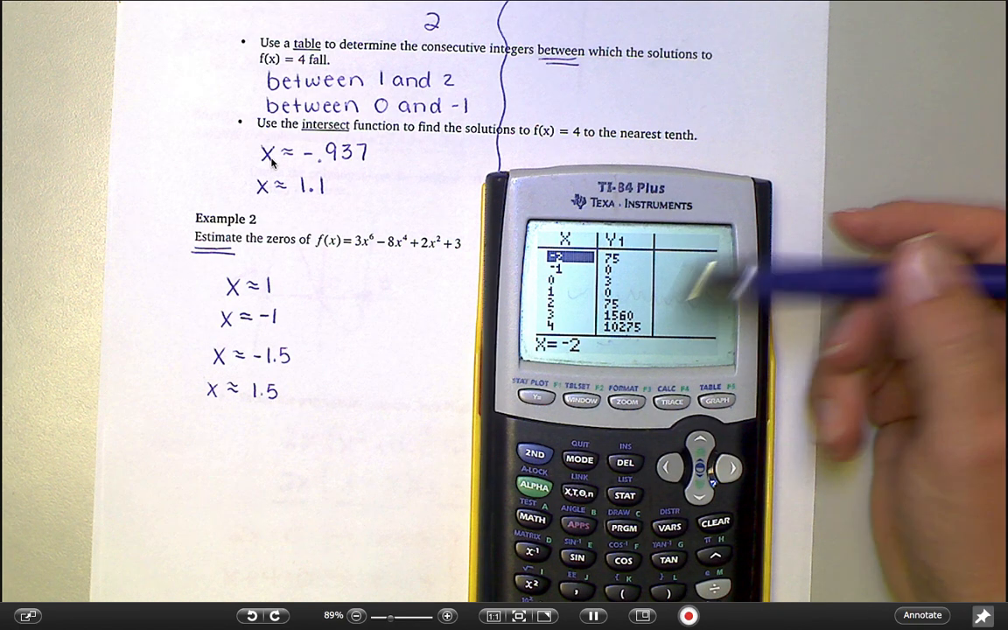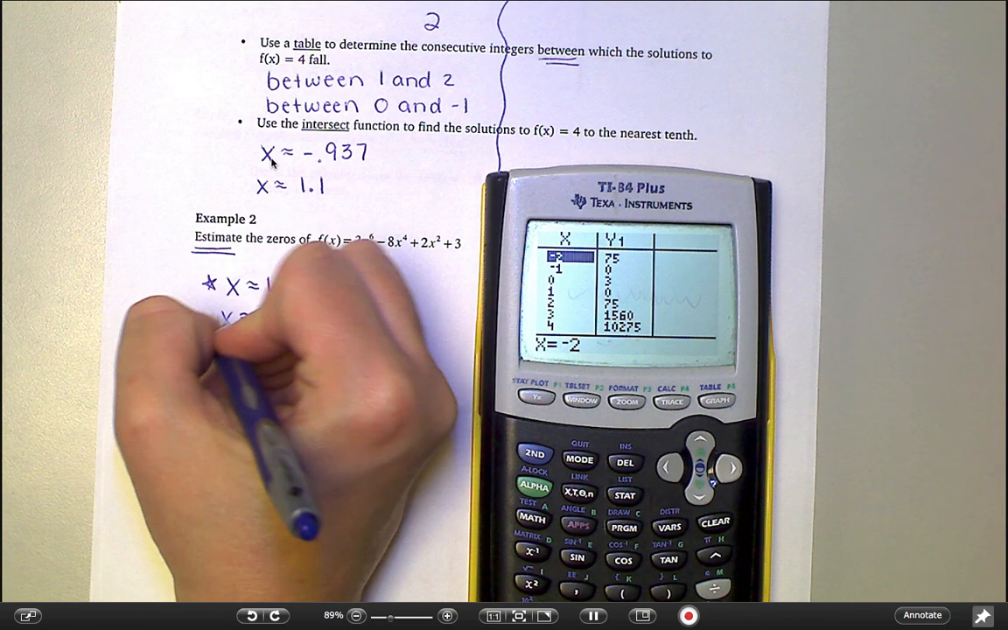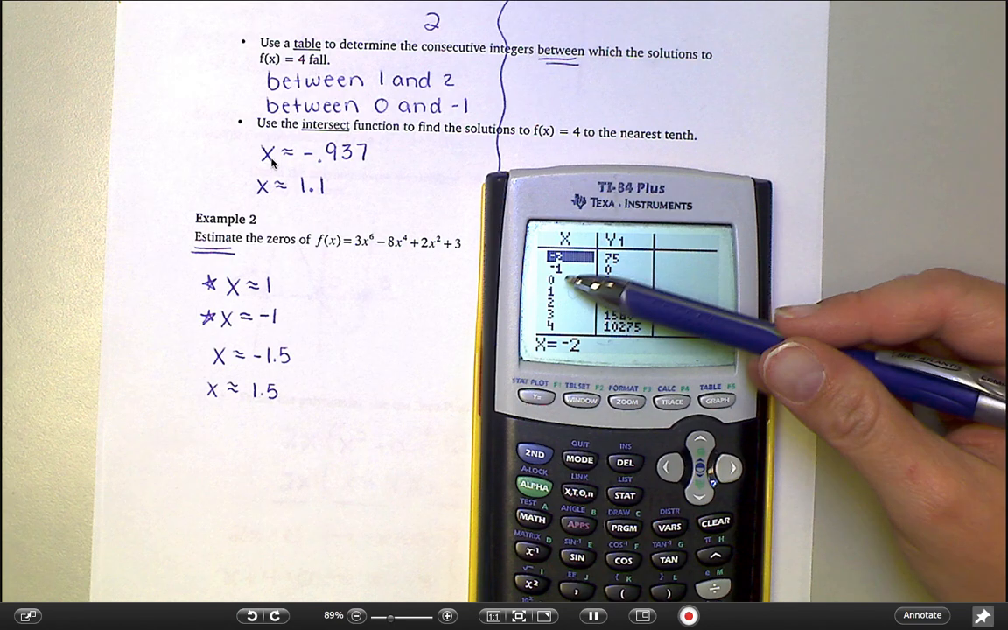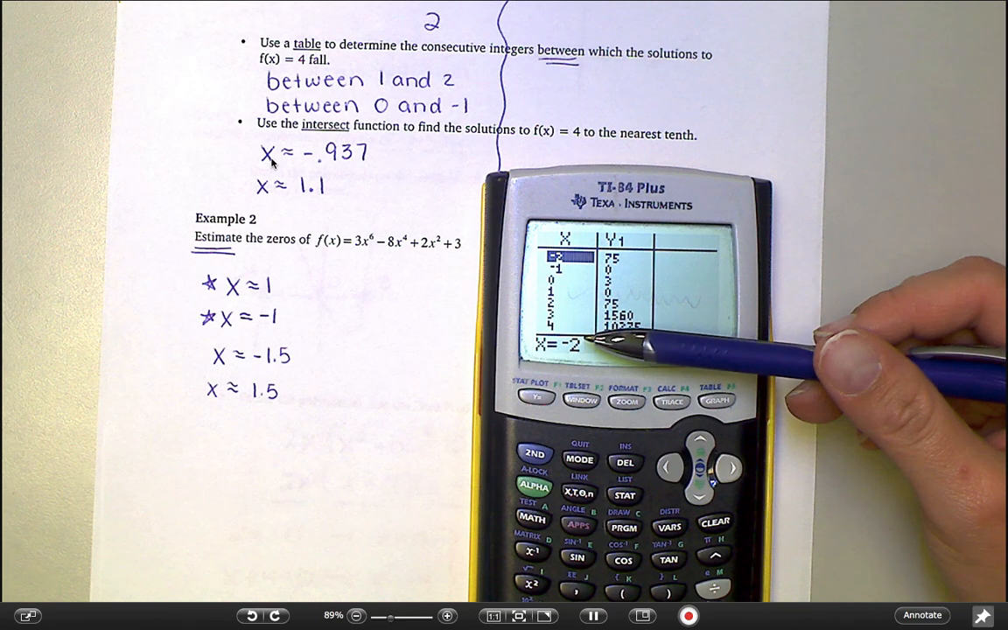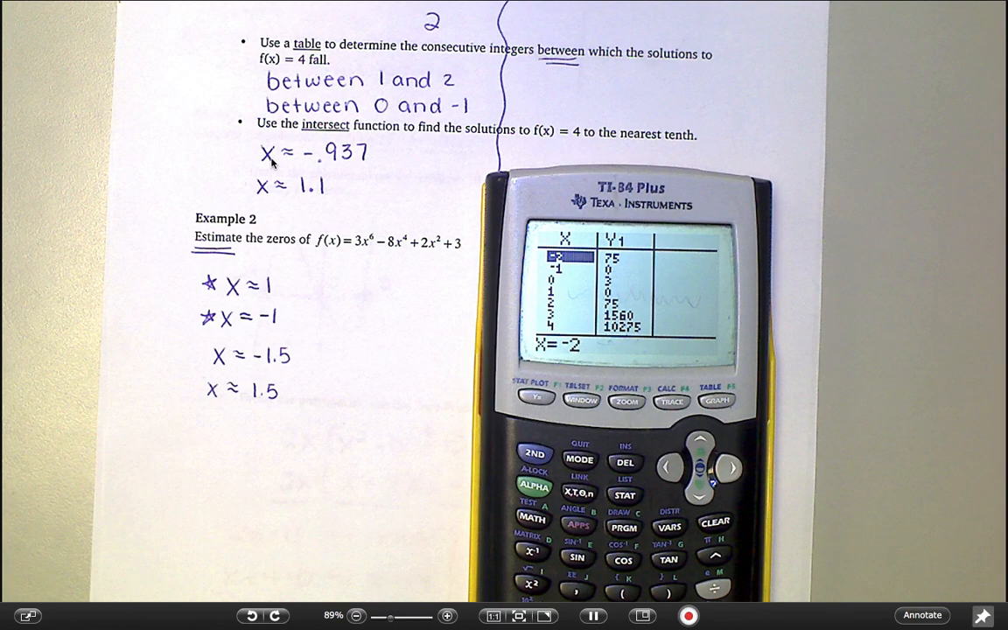So yeah, right here. See how these are exactly equal to 0? That means that these two are exactly at 1 and -1. My other ones, though, I would have to really work with that table to get more exact. Okay, and there is a way to do that, but since this question just asks us to estimate, that's all we have to worry about.